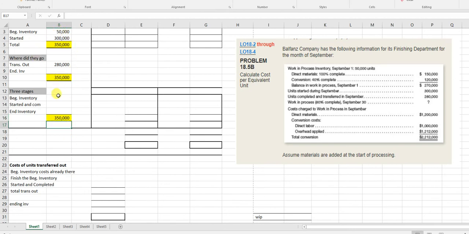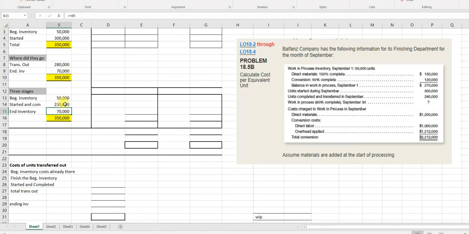So all these units have to agree. Therefore, if I transferred out 280, but I have 350,000, then my ending inventory must be 70,000. So now I can just copy my units down. I know my beginning inventory had a total of 50,000 units. Ending inventory had 70,000 units.